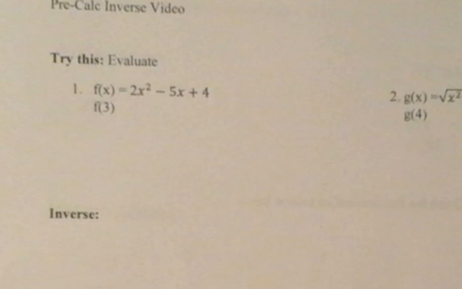For the first problem, we have f of x equals 2x squared minus 5x plus 4, and we're asked to find f of 3. So f of 3 is our input. Anywhere I see an x, I'm plugging in a 3. So this equals 2 times 3 squared minus 5 times 3 plus 4. And when you plug that into your calculator, you get 7.